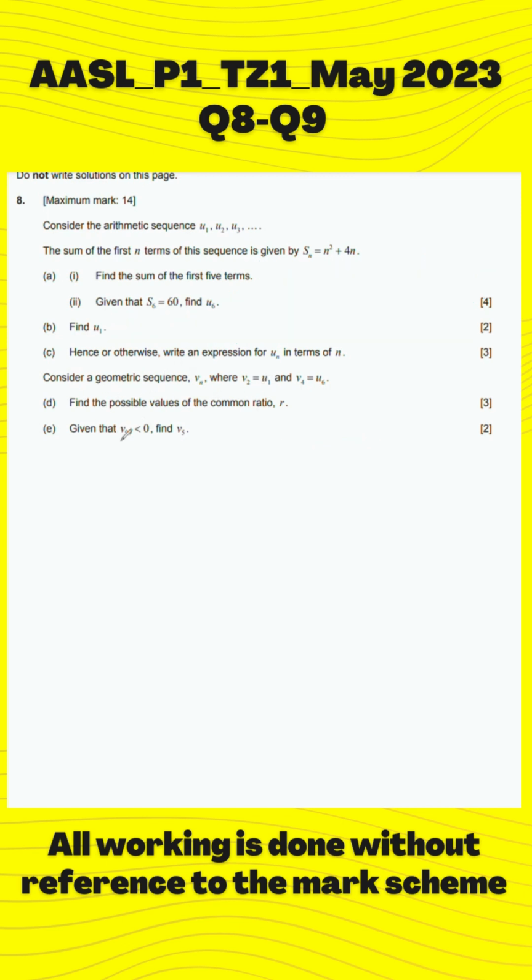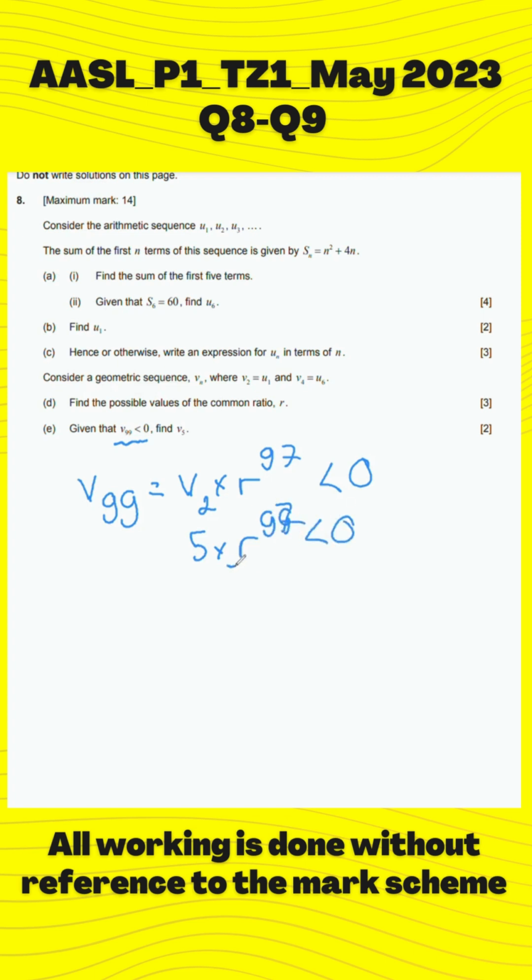Okay, given that V99 is smaller than 0. So V99 will equal V2 multiplied by r to the power 97, which is smaller than 0. So 5 multiplied by r to the power 97 is smaller than 0. So this one must be negative. So the common ratio must be negative square root of 3.